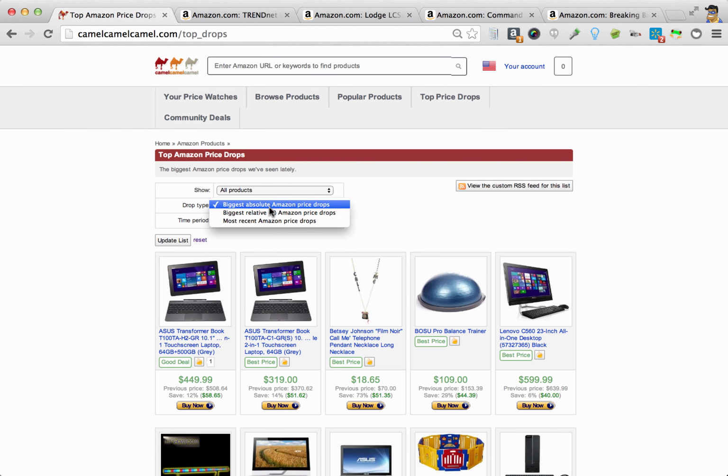Two big things right here: absolute versus relative. Absolute means the dollar amount off. That's just a fixed number, so it could be a $10,000 item or $100 off, no big deal. Relative is the discount, the percent. I want to know if something 70% off was a high price or low price. So for the most part, this is what I want to check right here.